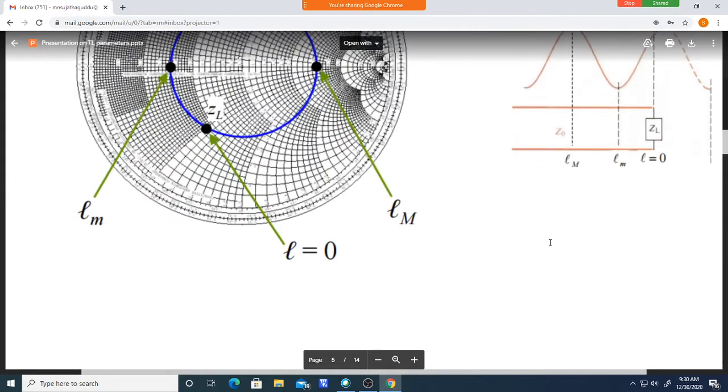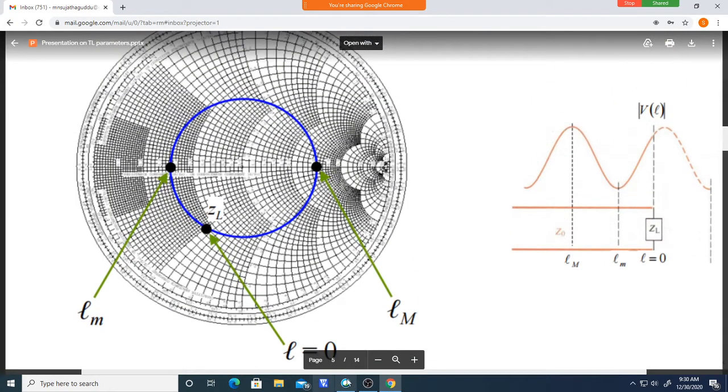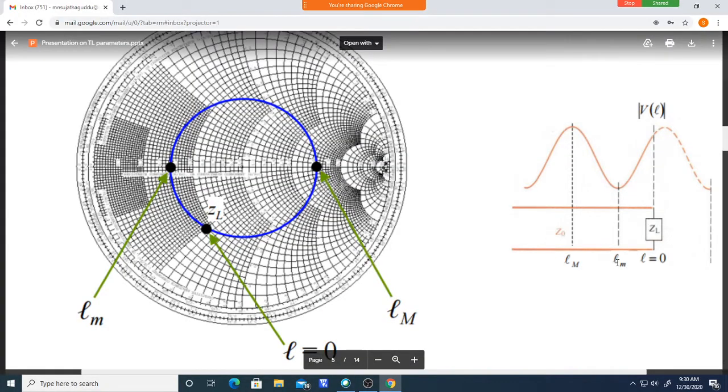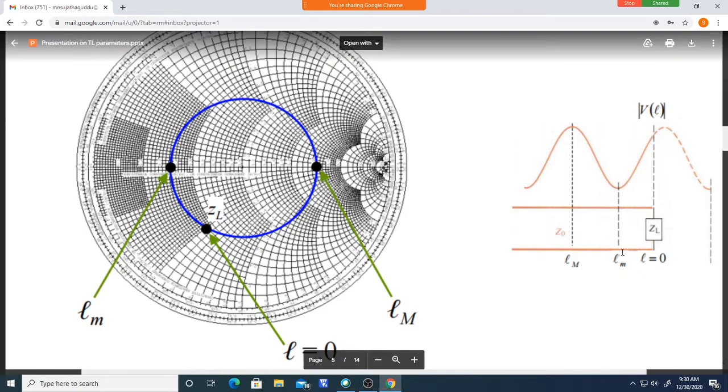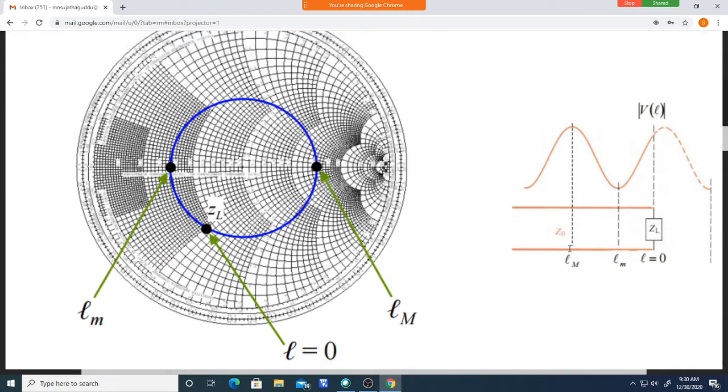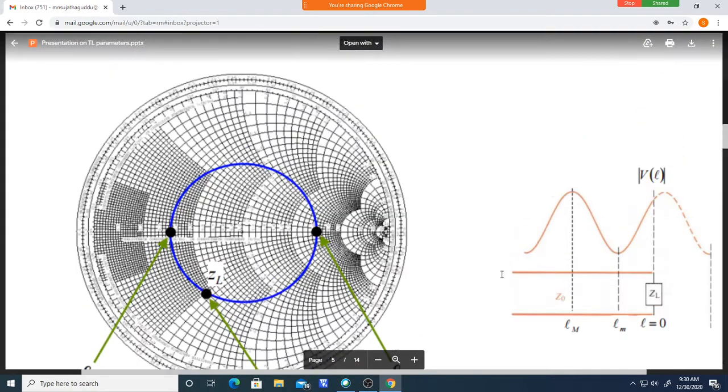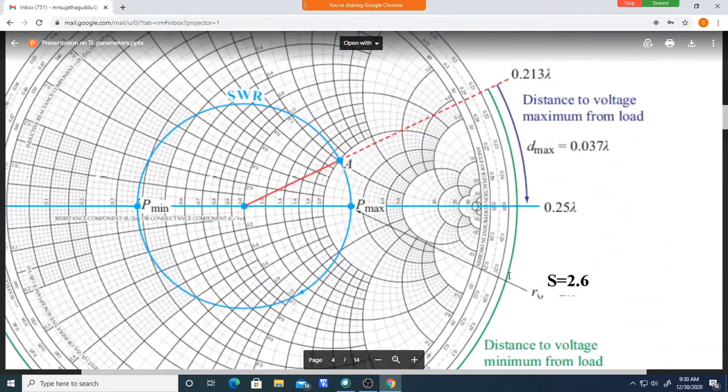At what position the first minima occurs, at what distance the minima is, at what distance this maxima is there, that you can find out. D max and D min you can find from the Smith chart. And also you can find out the value of resistance, the value of impedance at the minima position, and the value of impedance at the maxima position, from the Smith chart.